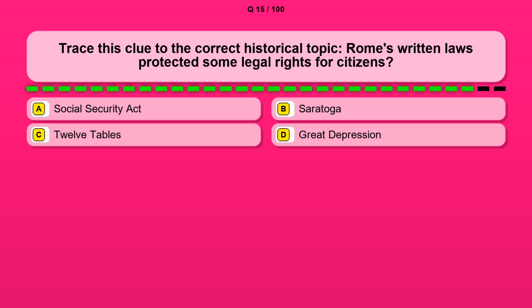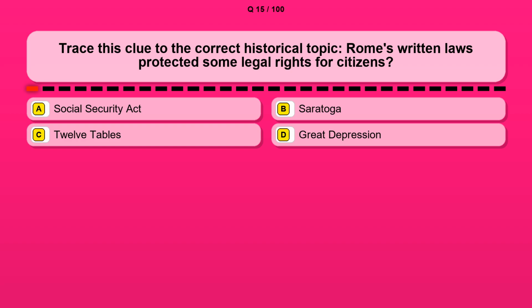Question 15. Trace this clue to the correct historical topic. Rome's written laws protected some legal rights for citizens. Option A, Social Security Act. Option B, Saratoga. Option C, 12 Tables. Option D, Great Depression.